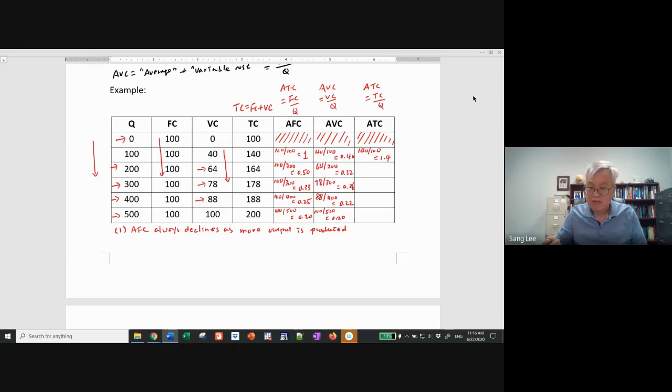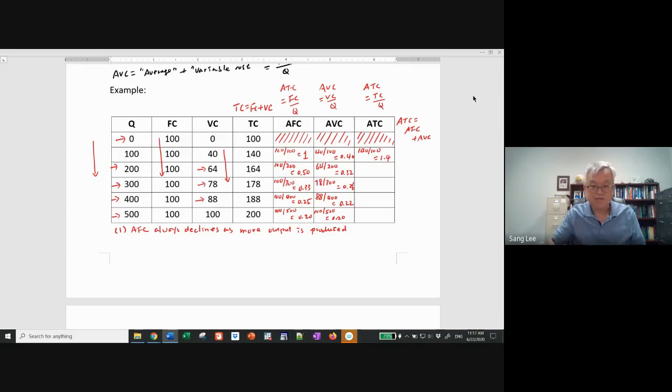Now, another way to figure out average total cost here is what? Remember, average total cost is average fixed cost plus average variable cost. So let's see. When you produce 100 units, average fixed cost is 1, average variable cost is 40 cents. So average fixed cost plus average variable cost is what? Still $1.40. So you can figure out average total cost either way, simply by dividing total cost by the quantity produced, or by adding up average fixed cost and the average variable cost.